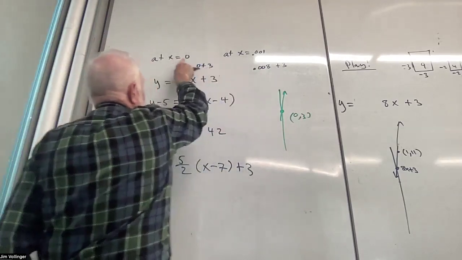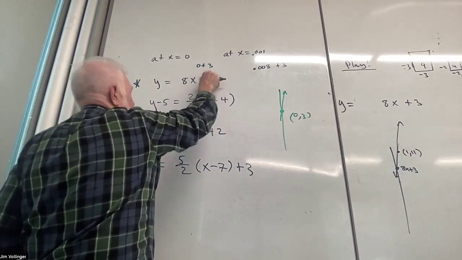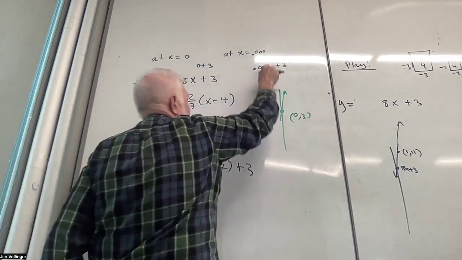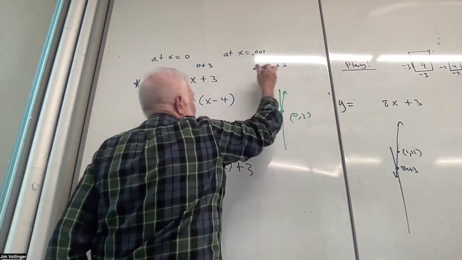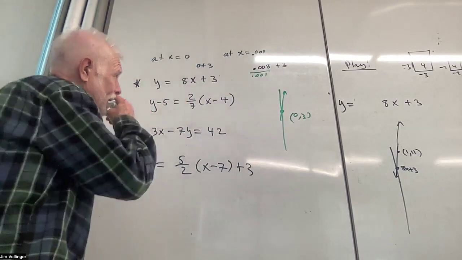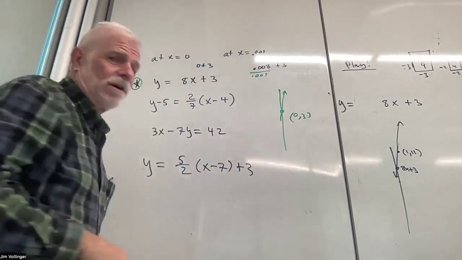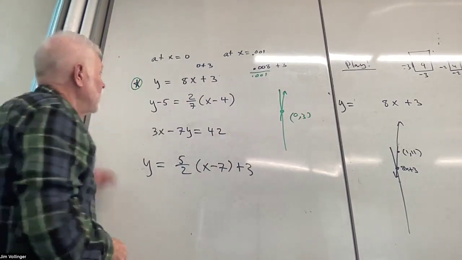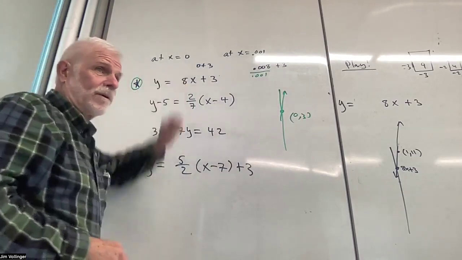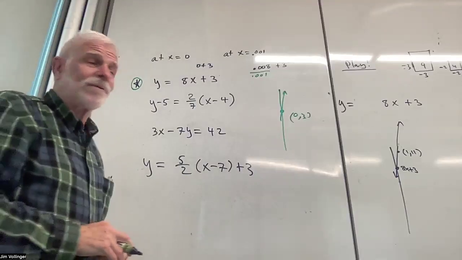If you put a 0 in, you get 8 times 0 is 0 plus 3. If you put 0.001 in, you get 0.008 plus 3. And I hope we can see that's still going up at 8 to 1. All right, we'll come back to this as we build our understanding of quadratics and cubics. This is very helpful for some aspect of graphing that we'll discuss in just a couple of minutes.